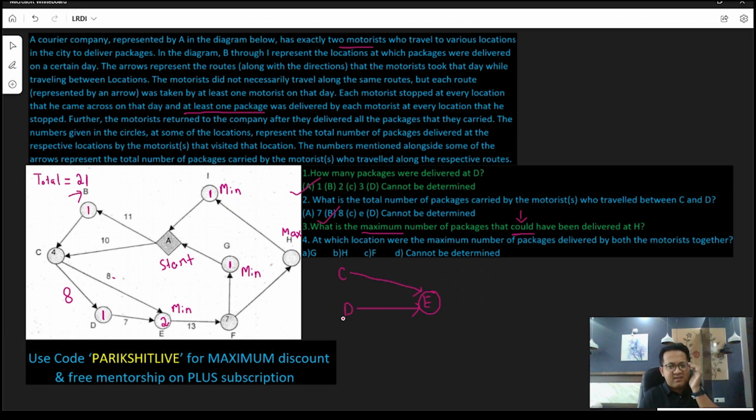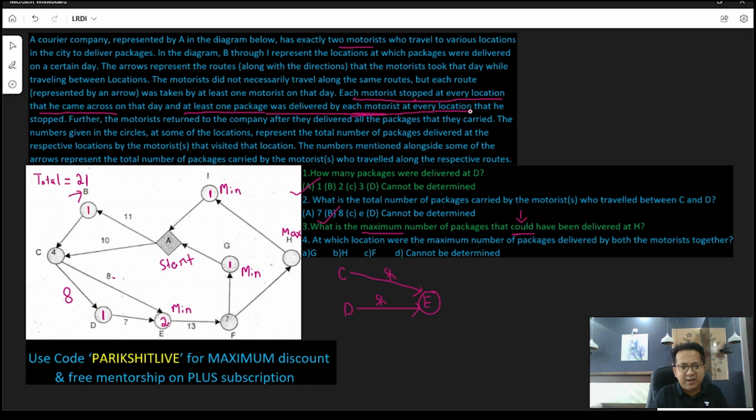What did the question say? The question clearly told you every route was taken by minimum 1 motorist. So D to E, 1 motorist must have taken, and C to E, 1 motorist must have taken, right? And the question clearly tells you each motorist stops at every location that he came across on that day, and at least 1 package was delivered by each motorist. The word each is important.